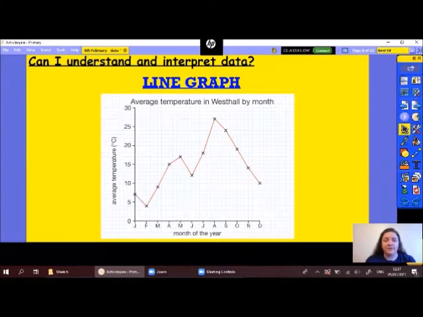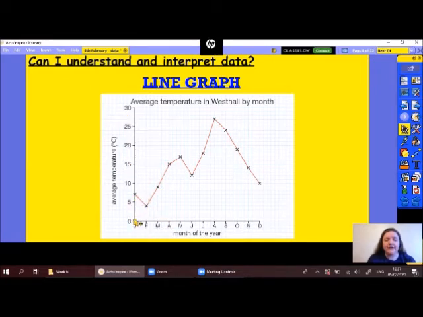So here, for example, you have the average temperature in Westhall by month. If you look along the bottom, they've got the different months starting from January all the way along. And then for each month, they've labelled the average temperature. So you've got your scale up the side, and they've marked each one.